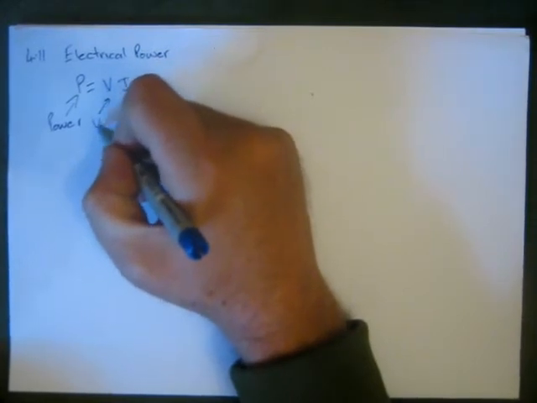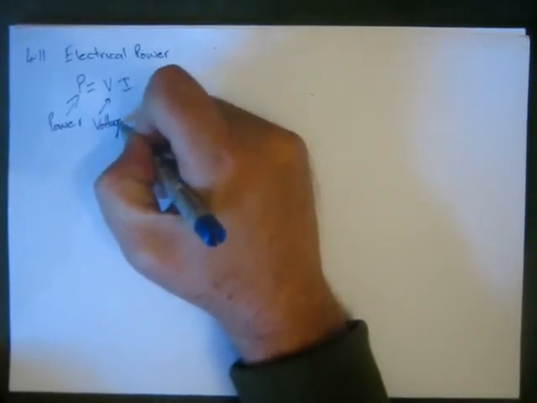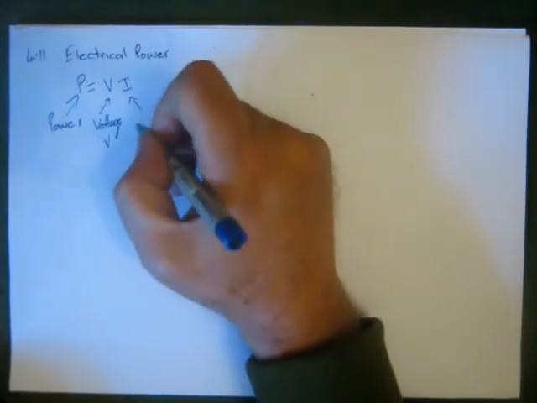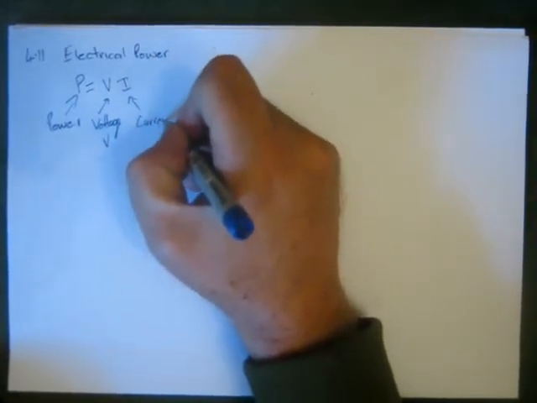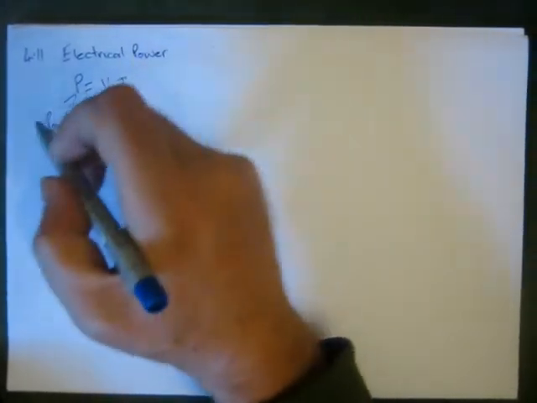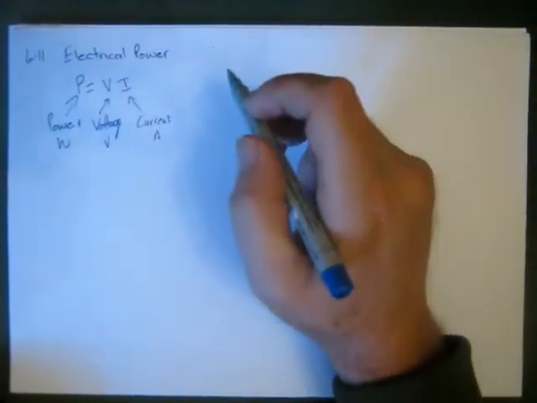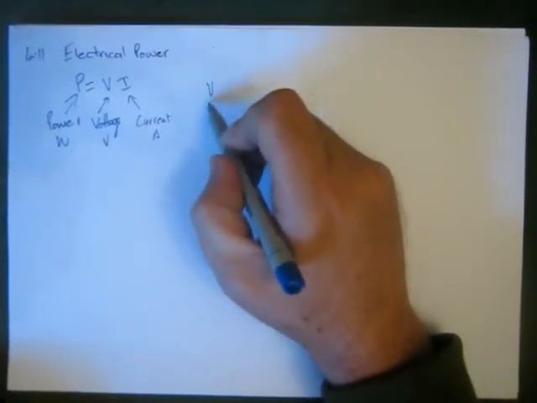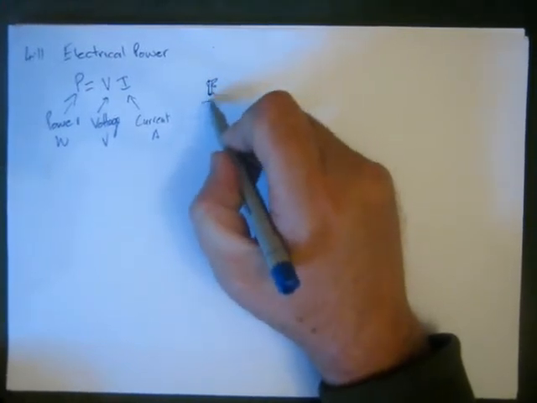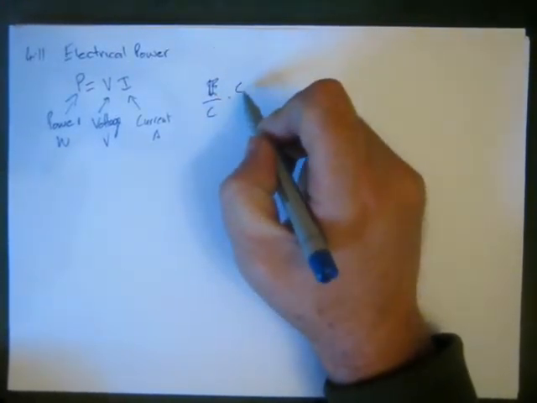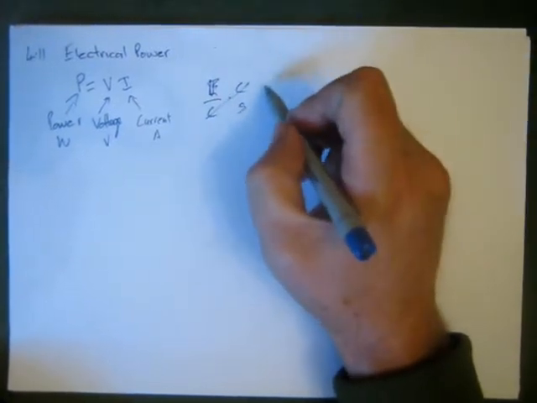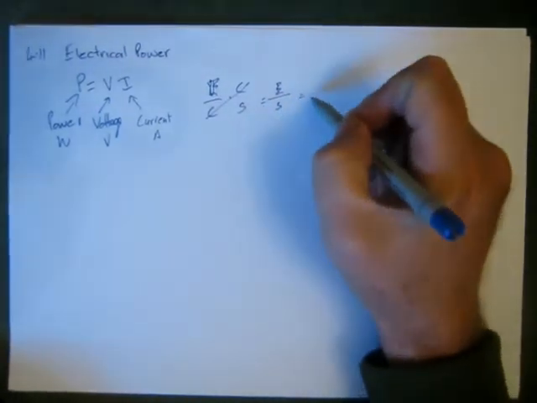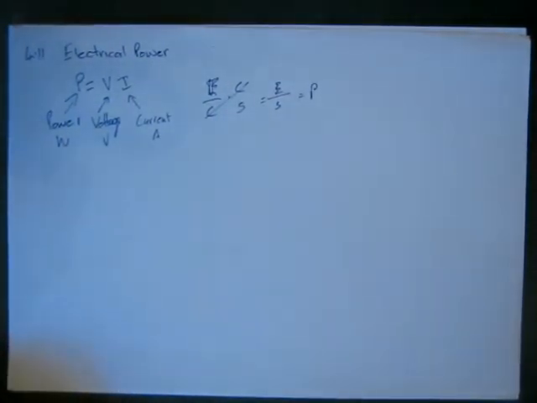This is voltage. Remember, voltage is the amount of energy per coulomb. And this is current in amps. And this is going to give us power in watts. So what we have is volts per coulomb. So power is equal to energy per coulomb times coulombs per second, which is equal to change in the energy per second, which is equal to power. Okay, so that's good.